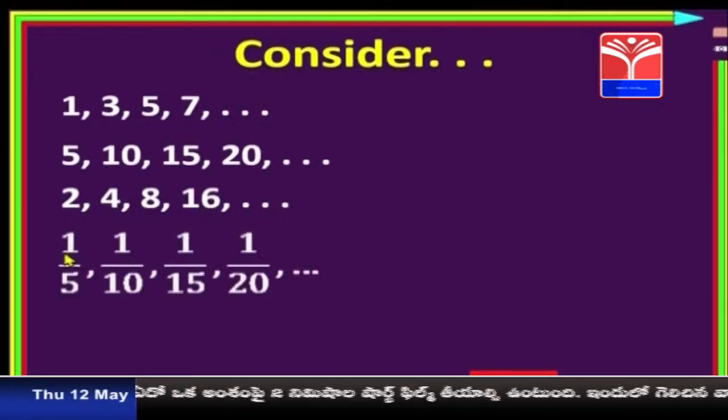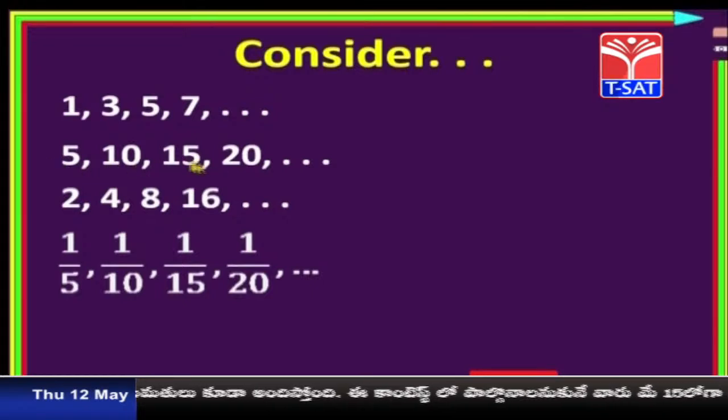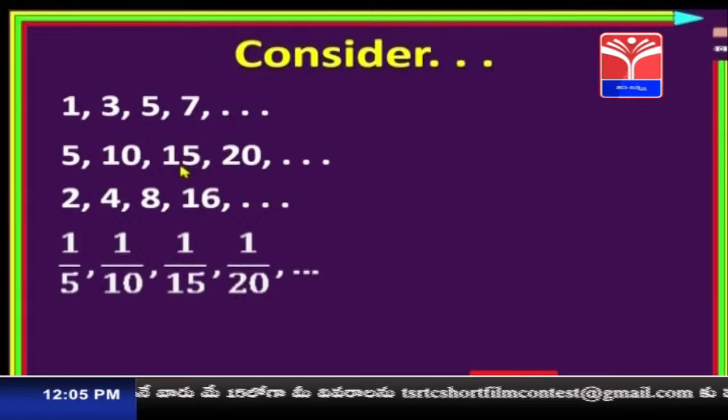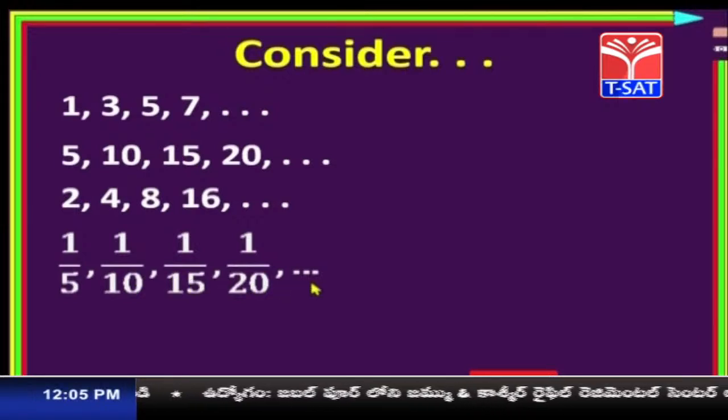These are the terms 1 by 5, 1 by 10, 1 by 15, 1 by 20. These are obtained by reciprocals of the second sequence. In the second sequence we have 5, 10, 15, 20, which are multiples of 5. The reciprocals of those terms are 1 by 5, 1 by 10, 1 by 15, 1 by 20, and so on.